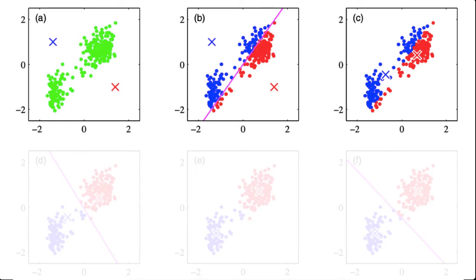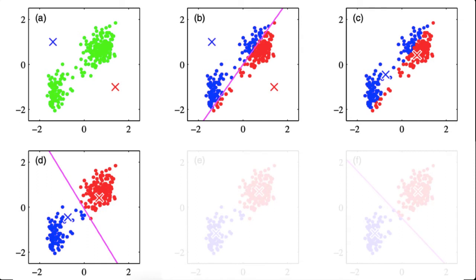Now what do we do? Now you have two new cluster mean points, and then again you do the segregation of the points depending on which of these two crosses they are closer to. So now in this updated graph that you see, all the blue points are closer to the blue cross and all the red points are closer to the red cross, and the separation line between them is shown by this magenta straight line.